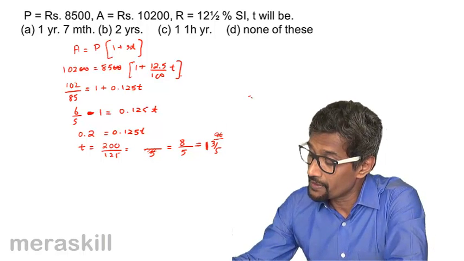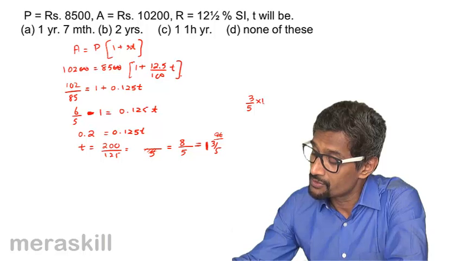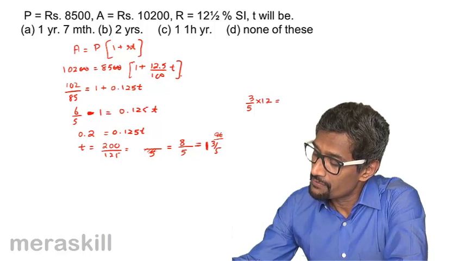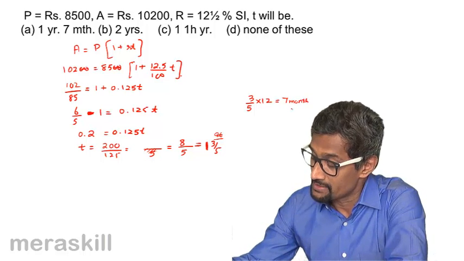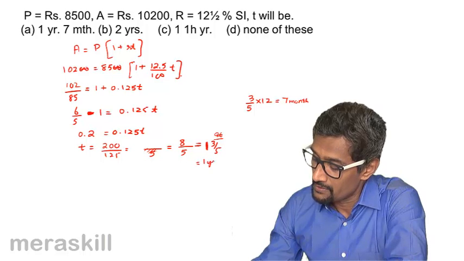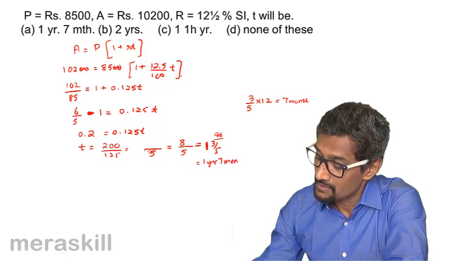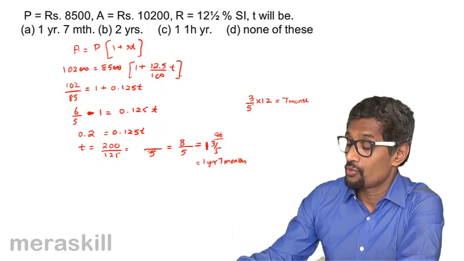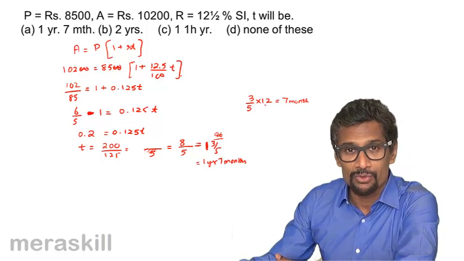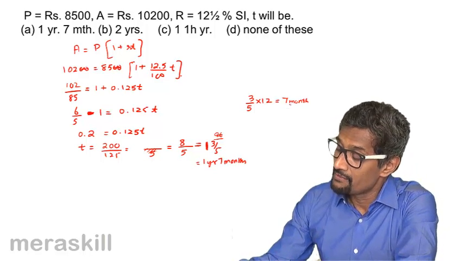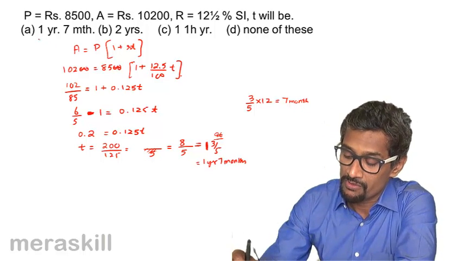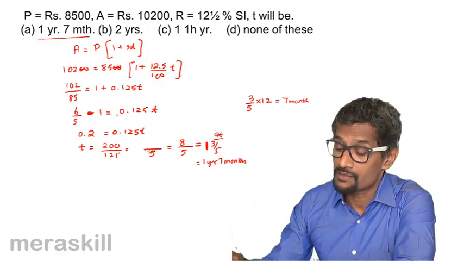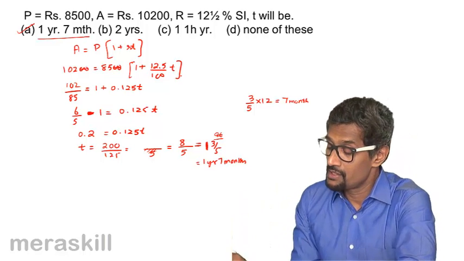Now 3/5 of a year is nothing but 3/5 into 12 months, which is 36 by 5 months, which is 7 months odd and a few days. So it's going to be roughly 1 year, 7 months. So this is 3/5 of the year, you multiply by 12, which is 36 by 5, which is 7.2 months or so. So roughly it turns out to be 1 year and 7 months. So our correct answer is 1 year, 7 months.